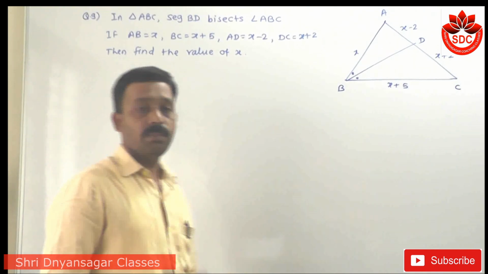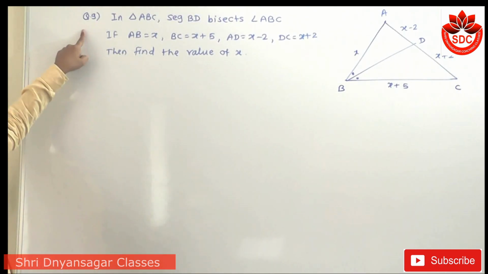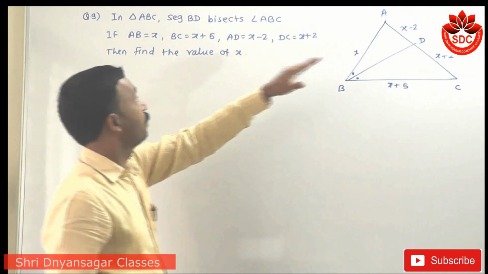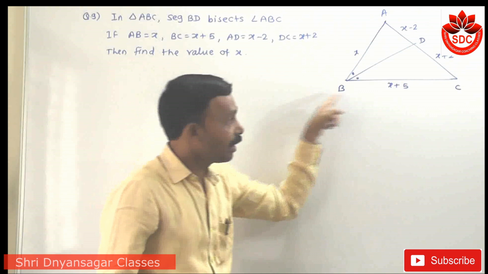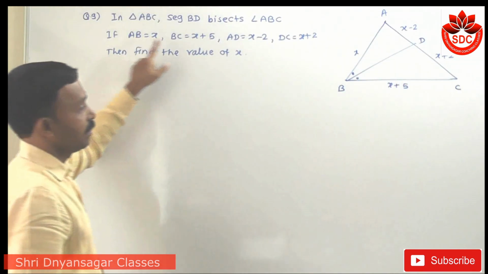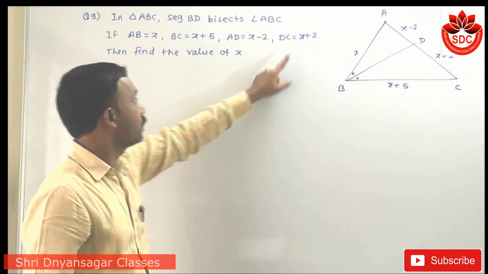Okay, question number 9. Look at your figure. In triangle ABC, segment BD bisects angle ABC. The value of AB is x, BC is x plus 5, AD is x minus 2, BC is x plus 2.